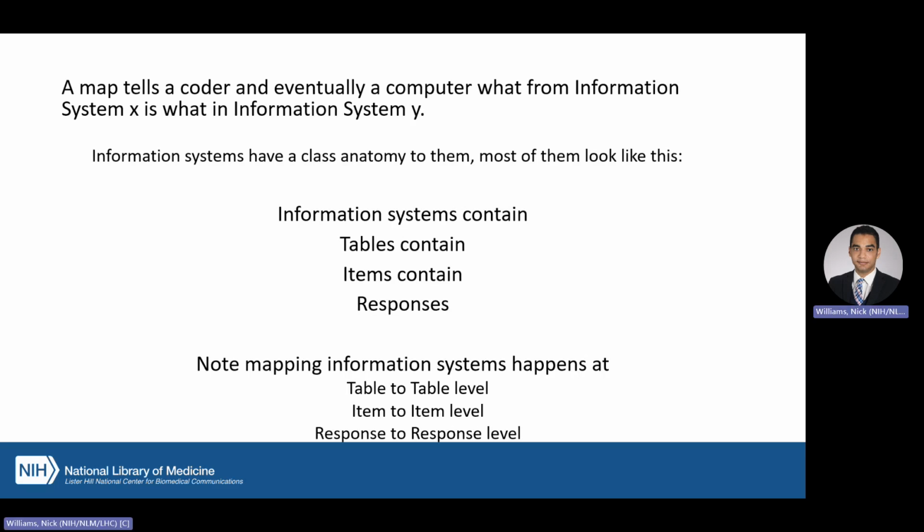So a map tells a coder, and eventually a computer, what from information system X is what in information system Y. Information systems have a class anatomy to them, and most of these anatomies look like this, where information systems contain tables, and tables contain items, and items contain responses. Note mapping information systems happens at multiple levels, at a table-to-table level, at an item-to-item level, and at a response-to-response level.